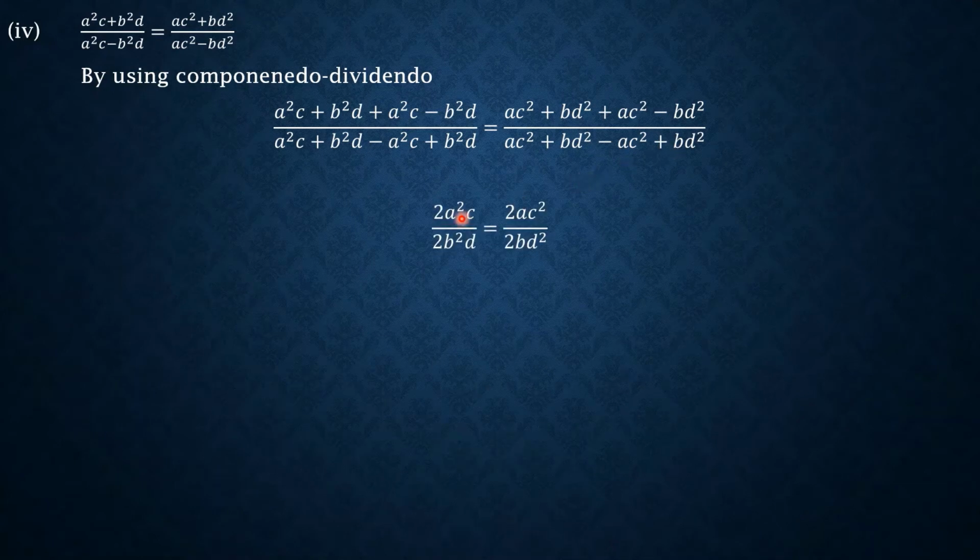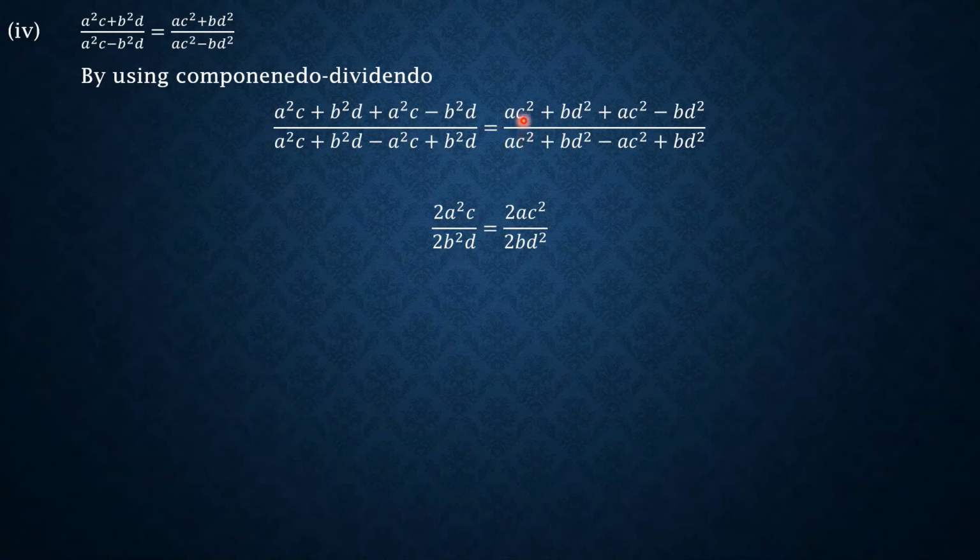Now cancel the terms with opposite sign, that is B square D minus B square D will be cancelled by each other, and we have A square C plus A square C as 2A square C. Now the same case in denominator is A square C minus A square C will be cancelled by each other, and we have B square D plus B square D as 2B square D.